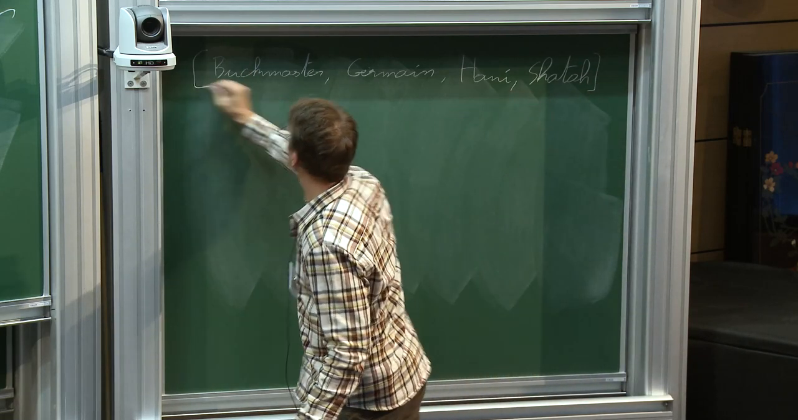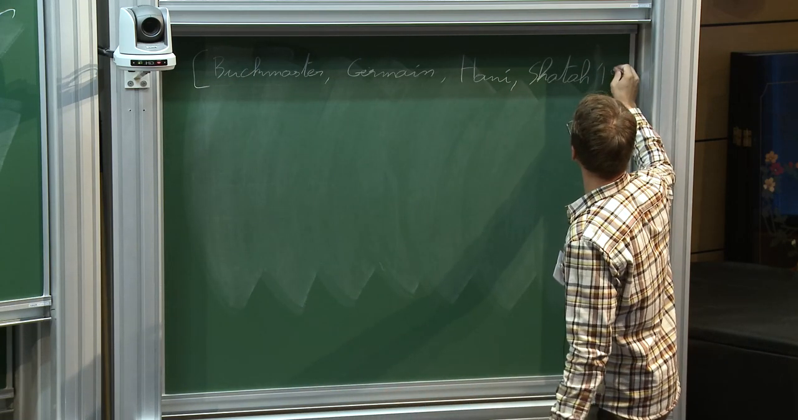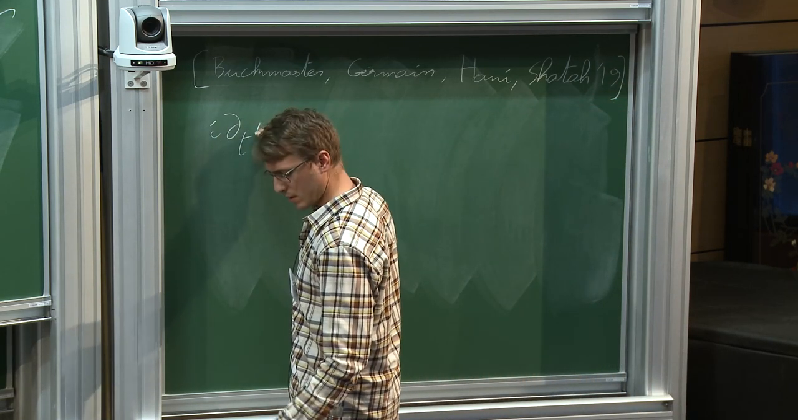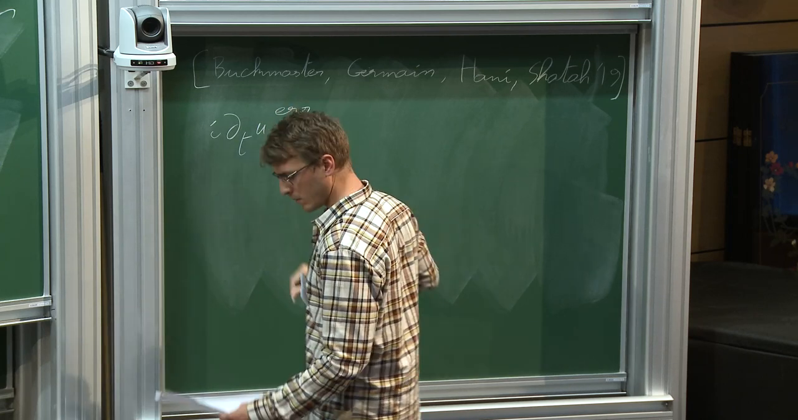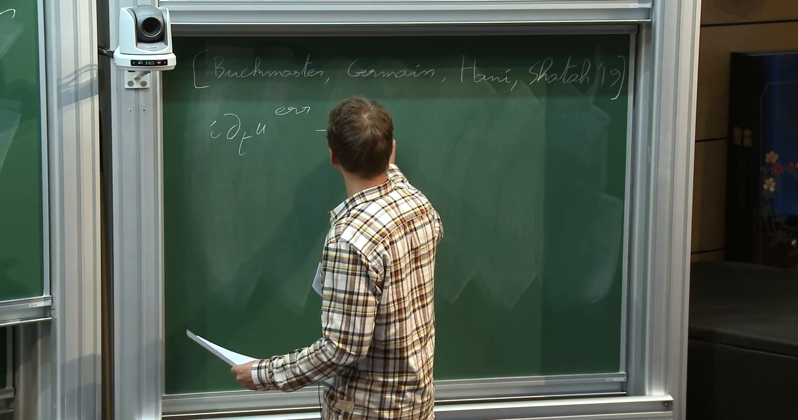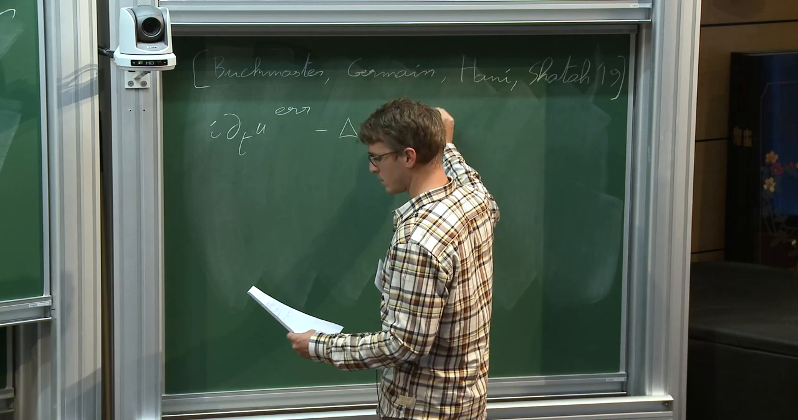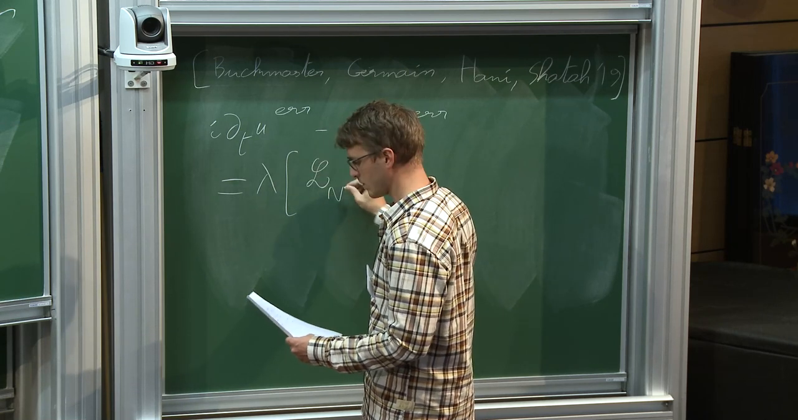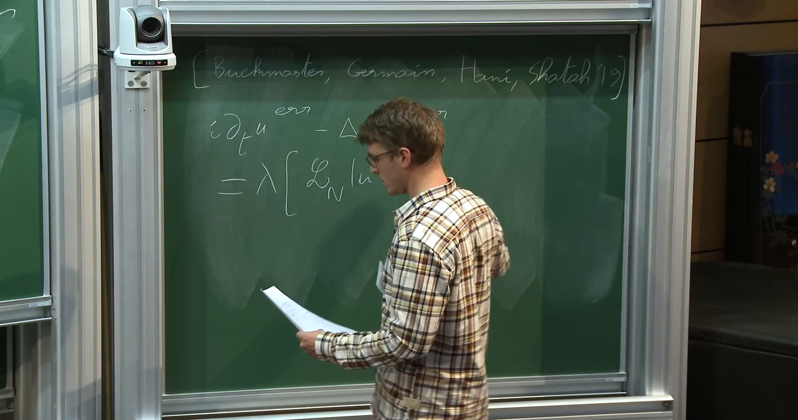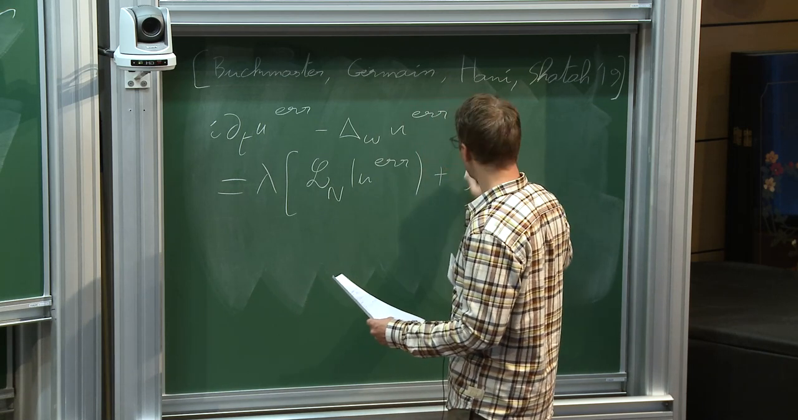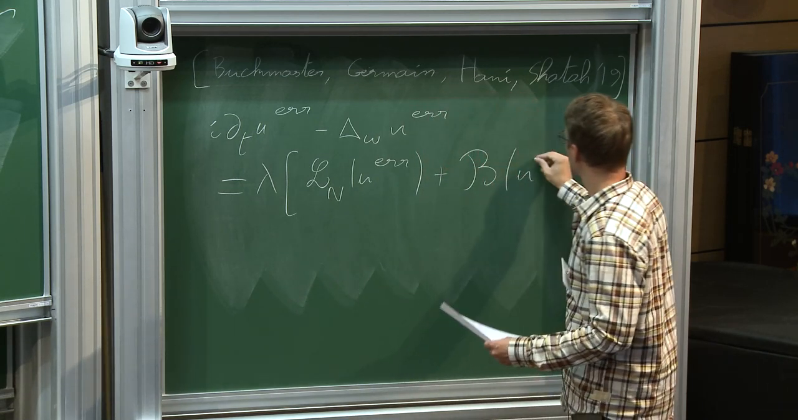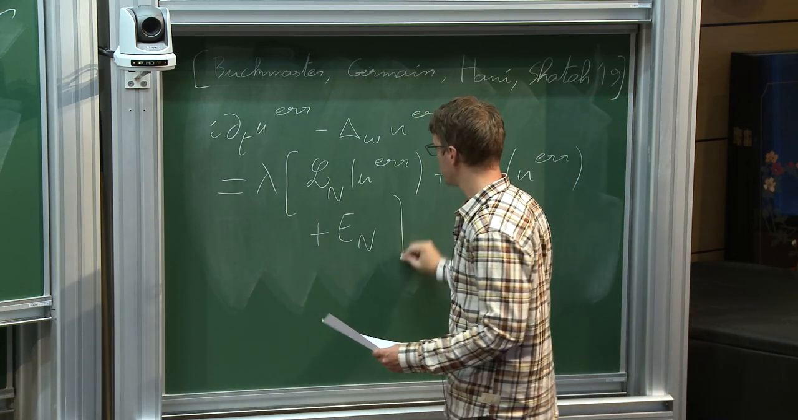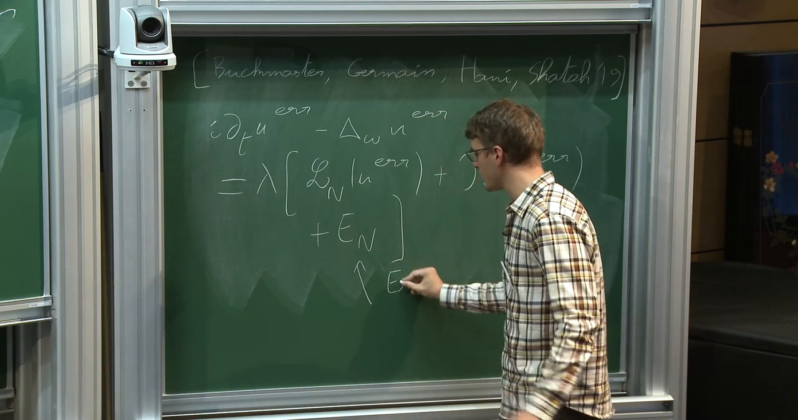And so the idea is that you want to control UR, which will solve this type of equation. So you have some linear terms. You have some bilinear terms. And finally, you have some error, which has been generated by your approximate solution.